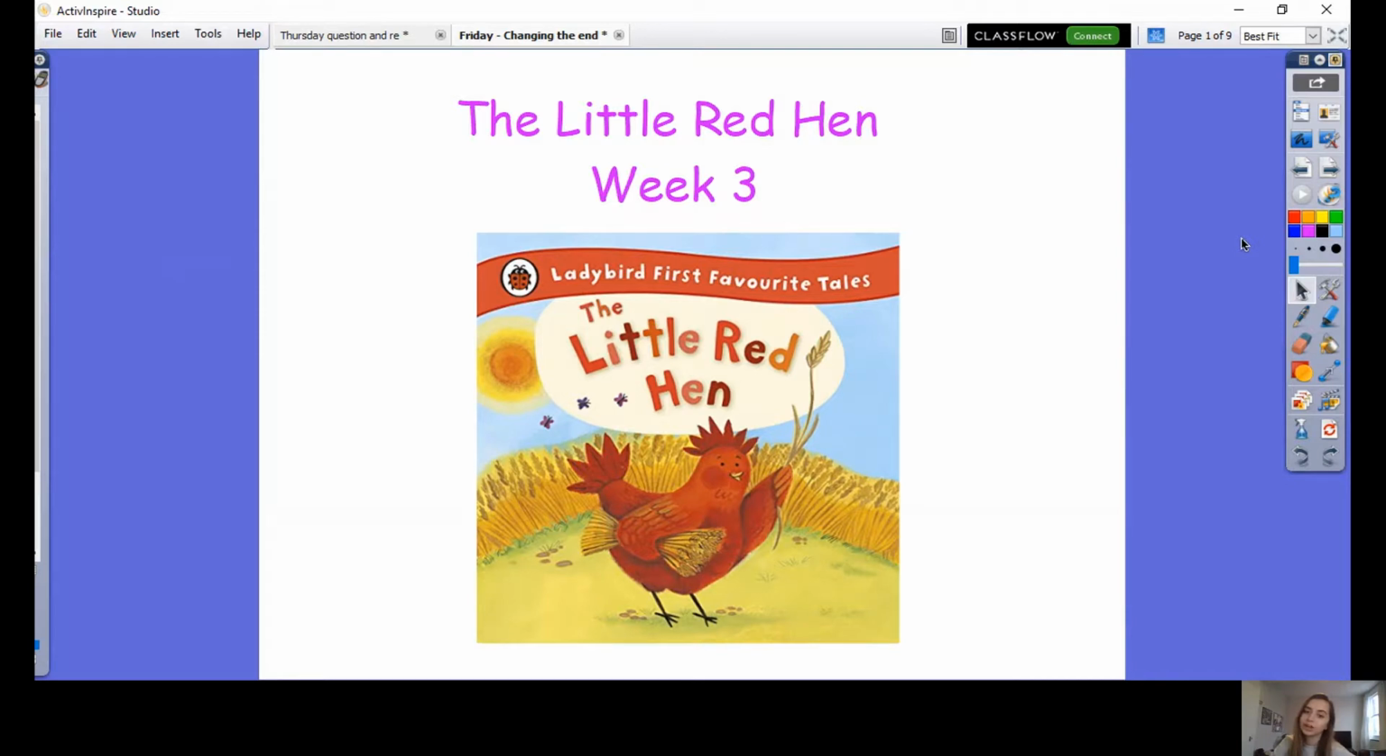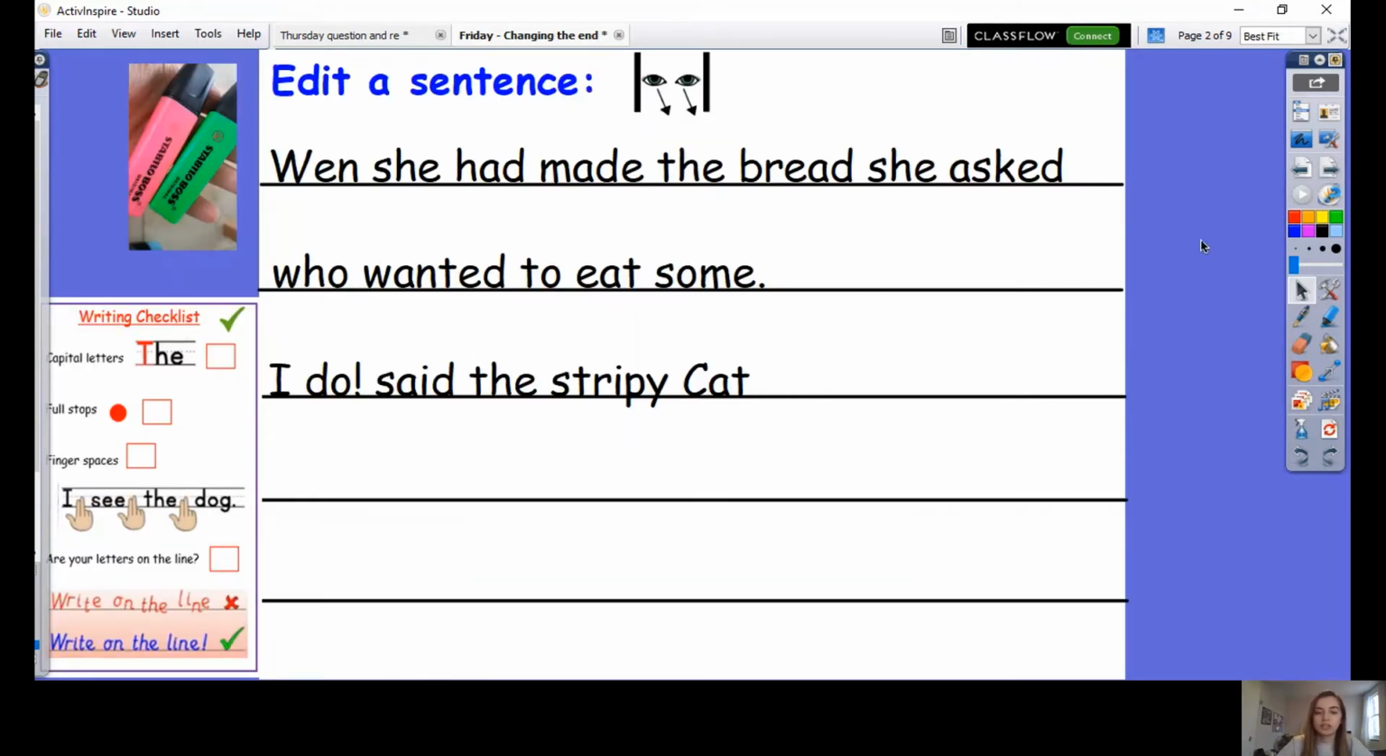Good morning, Year 1. This is the last time we are writing our story, The Little Red Hen. Now, you could be watching this today on Wednesday, or you could be watching this later on in the week. If you have already written your resolution today, you can skip our do now because you've already completed one for our resolution. But if this is another day, have a go at our do now.